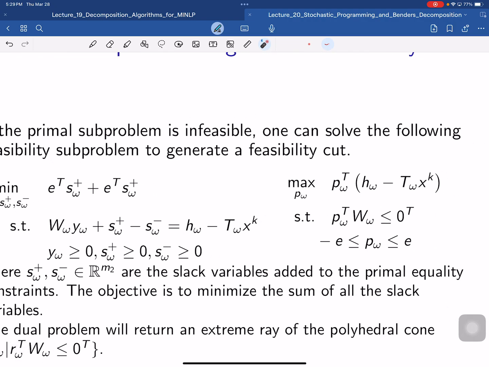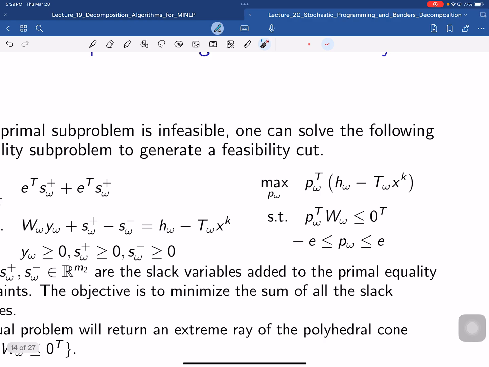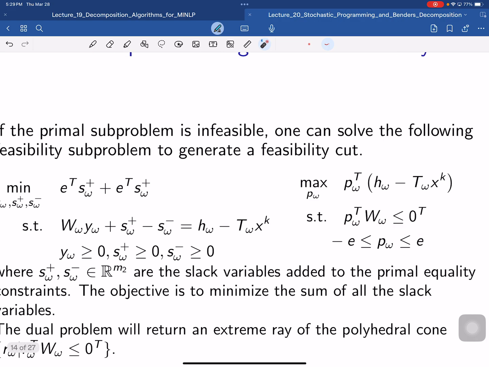a bounded dual problem, right? If you take the dual, you can try to see if I take the dual correctly. Then you will find out the dual variable will be bounded if you add the slack variables here. So the dual will be bounded between -1 and 1, okay?